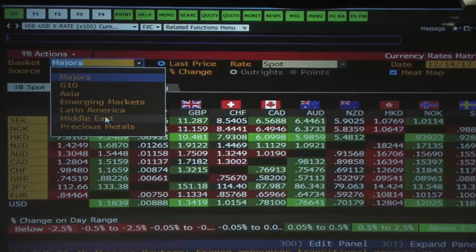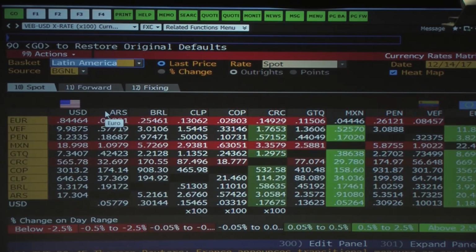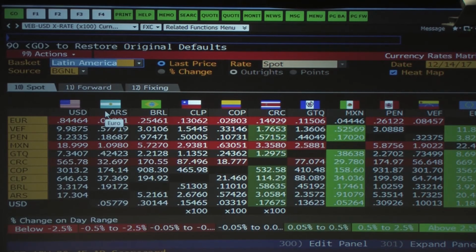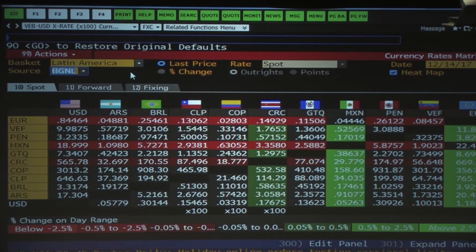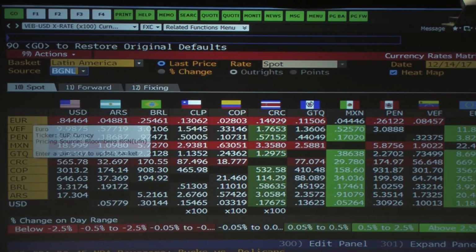So if we wanted to look at maybe Latin America, we can compare the USD to all these other countries. BGNL, I think, represents all the different exchanges. You can see Bloomberg gets its data from New York, London, and Tokyo. Those were the three major areas I was talking about earlier. But basically, what this FX cross represents, up here you have the base currency. So how many euros can you buy with $1?